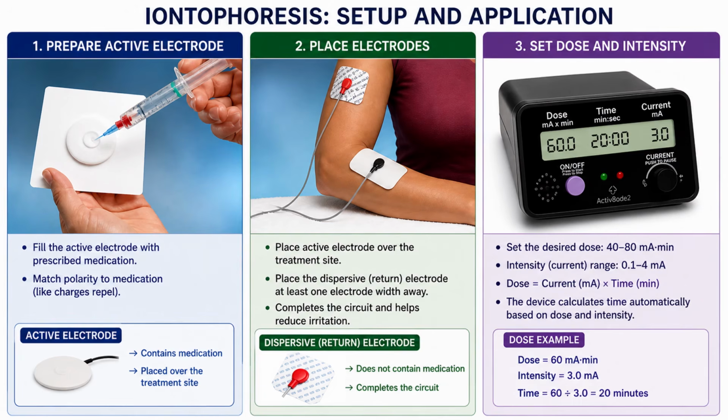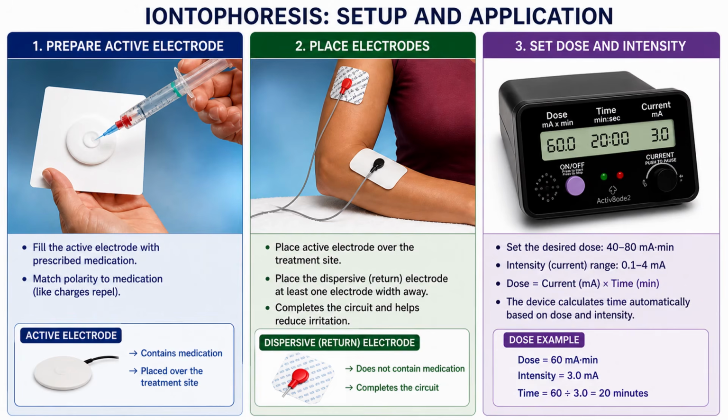Now, let's review the basic setup and application of iontophoresis. First, prepare the active electrode by filling it with the prescribed medication. Remember, the electrode's polarity must match the medication's polarity because like charges repel. Next, place the active electrode directly over the treatment site.